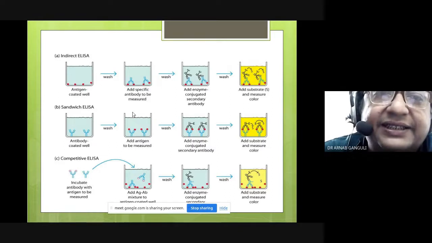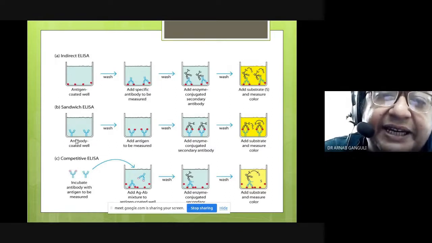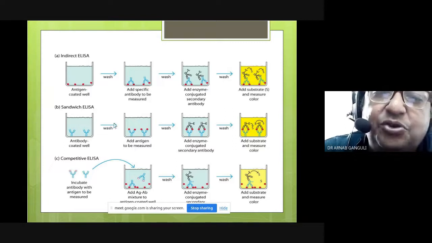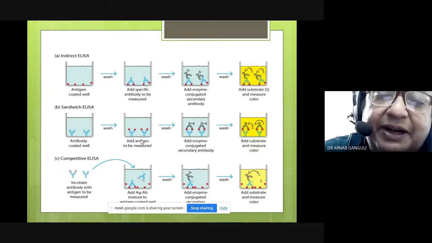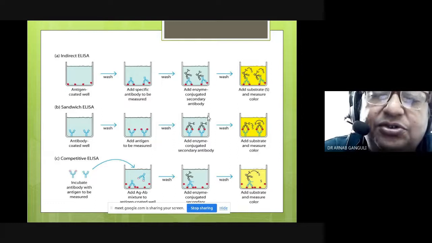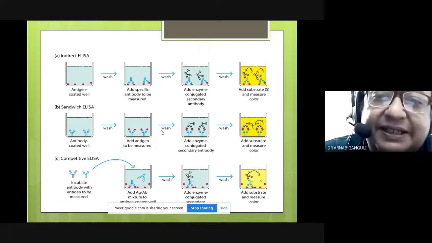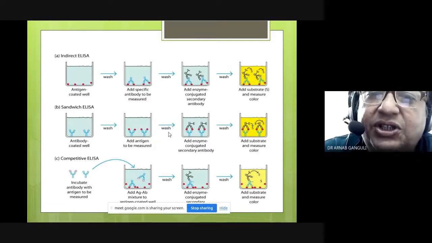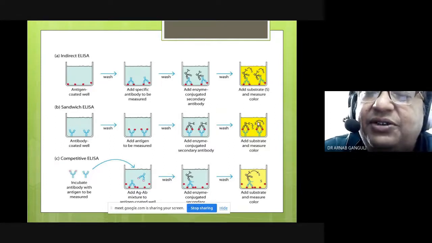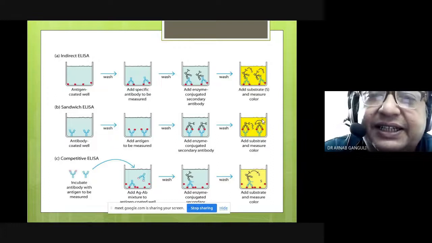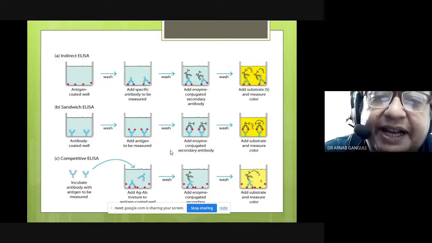In the sandwich ELISA, you have the antibody which is coated below. Wash, then you add the antigen. The spit sample is put into the antibody-coated plate, and then you wash and add the secondary antibody to this, and then you add the substrate and you measure the color. So in the first one you add antigen, in the next one you add antibody.